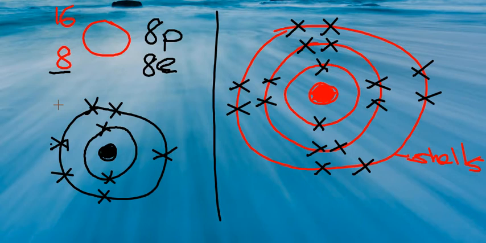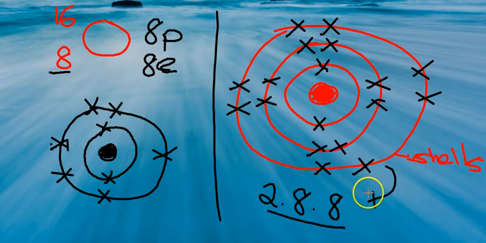Now, instead of drawing, sometimes we also need to know how to write in numbers. So let's go back to the first diagram here. In this case, as I mentioned just now, the first shell can hold a maximum of 2 electrons, so we just write 2. The second shell can hold a maximum of 8, so we just write 8 here. And the third shell can hold a maximum of 8 electrons.